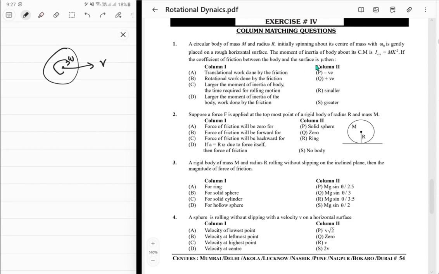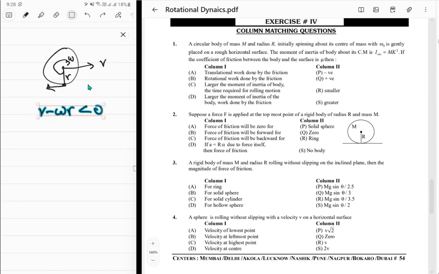First of all, if this is before the pure rolling condition, then this point should be going like that, right? What that means is that v minus omega r must be negative, so omega r is bigger. Whenever this condition is satisfied, it is before pure rolling, and after some point it will be pure rolling itself, and then it won't accelerate anymore because friction will be zero.